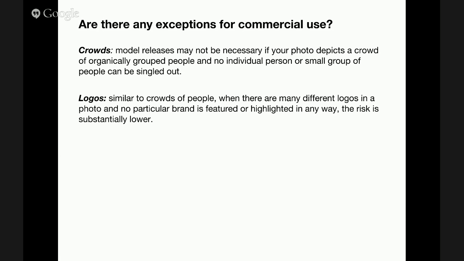So in that case, it would depend on the angle and just how bright it is, or which ones stand out. But in a lot of cases, we can accept that for commercial licensing because there's a lot of logos and the focus isn't on any one brand. That brand couldn't claim that the image was about them. It's clearly about the skyline, about the city skyline.